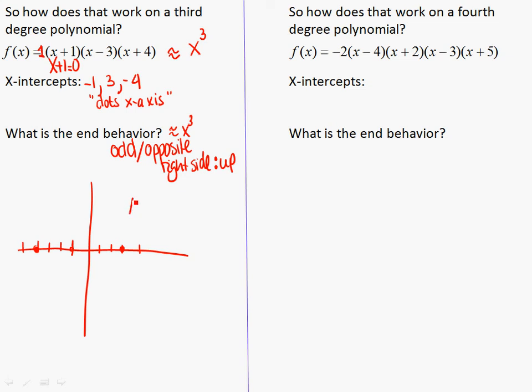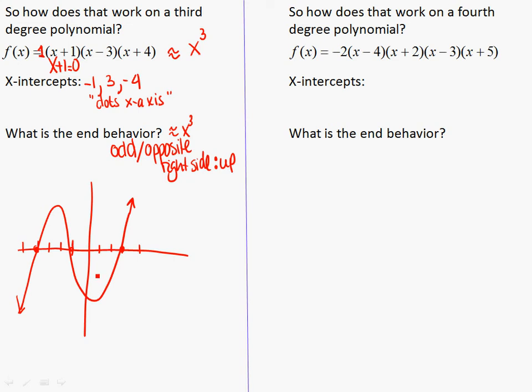So on the right side, this thing goes up, right? Yes. And on the left side, it goes down. I work better from left to right, so I'm going to start over here, where it goes down. We'll make it wiggle. Make it wiggle some more. And there you go. That's a reasonable graph.